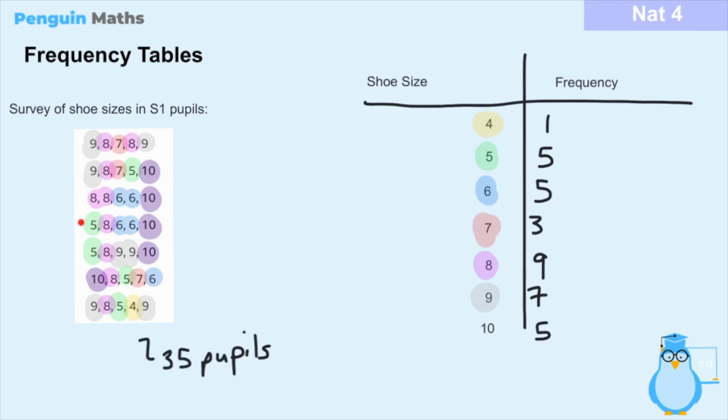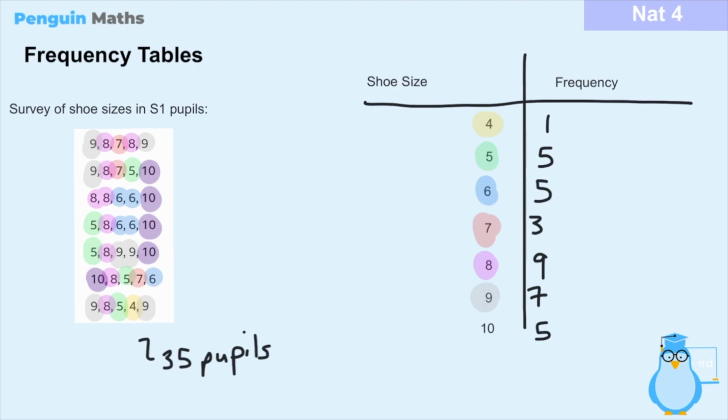And because we said we had 35 pupils within the class, what we can do to make sure that we haven't missed any out is add up all of the frequencies that we've counted, and this should also be equal to 35. So here we have 1 plus 5 is 6, 6 plus 5 is 11, 11 plus 3 is 14, 14 plus 9 is 23, 23 plus 7 is 30, and 30 plus 5 gives us 35. So that means that we've done this correctly.